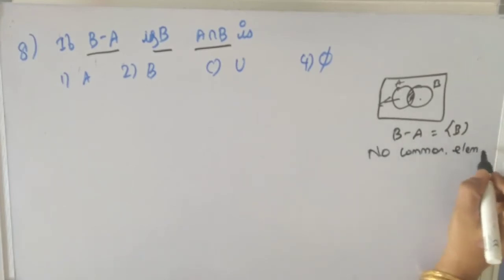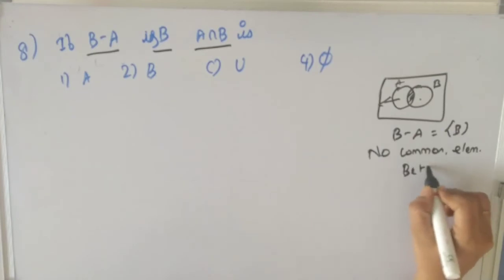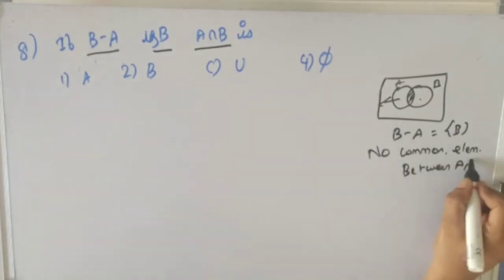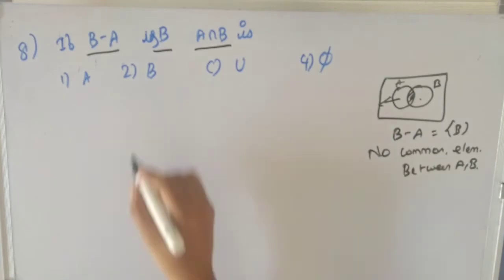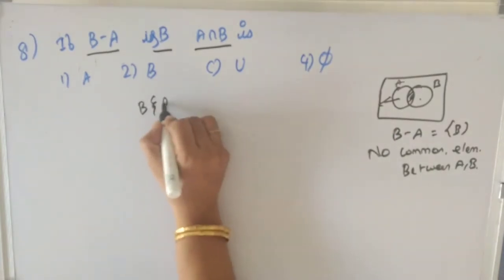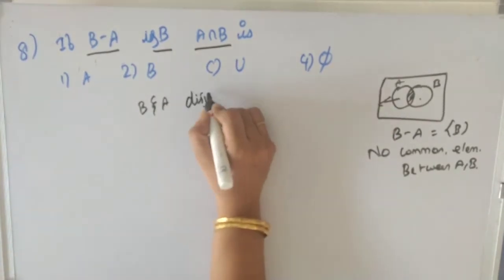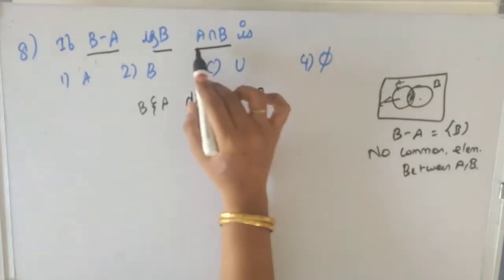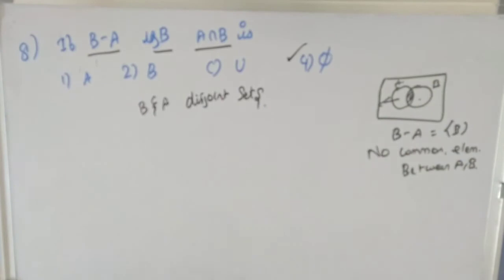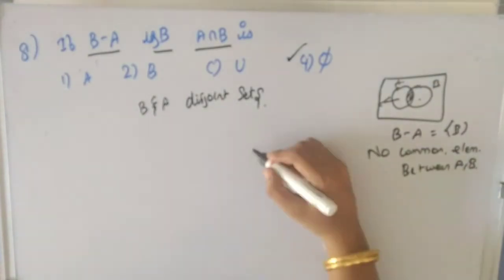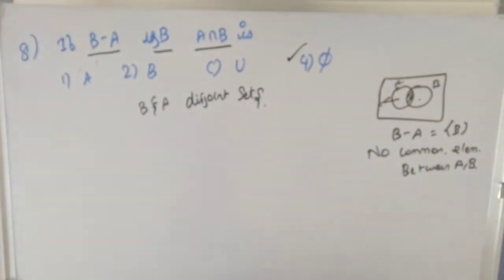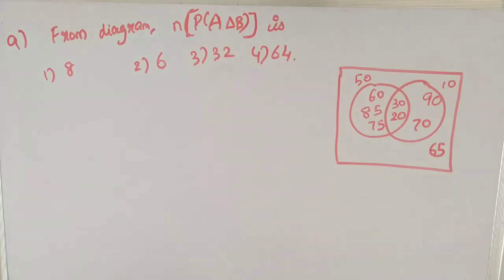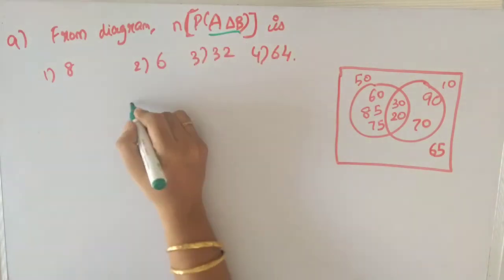So, what can you say from that? There are no common elements between B and A. So we can take that B and A are completely disjoint sets. If B and A are disjoint sets, A intersection B will be a null set. Clear? Do you understand? Now we can go to the 9th question.